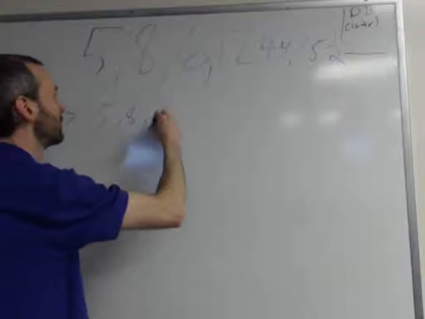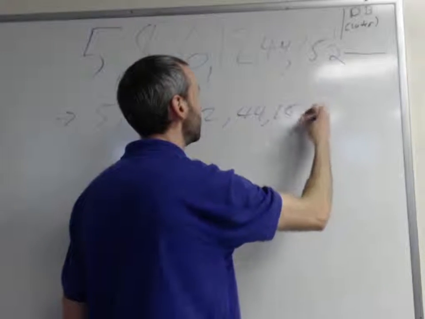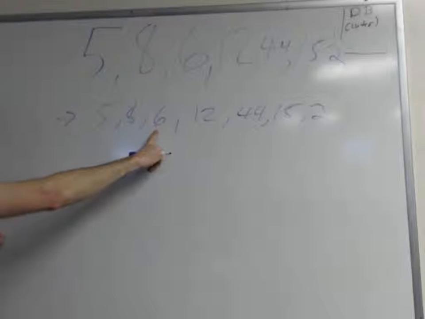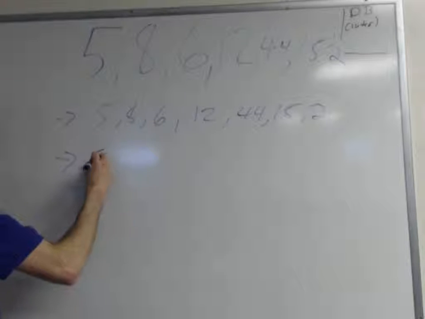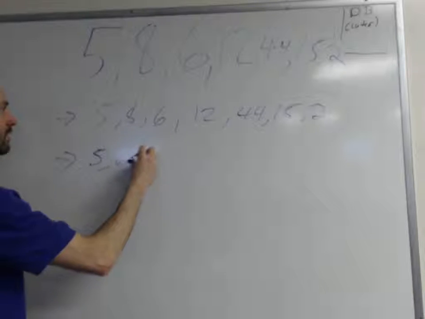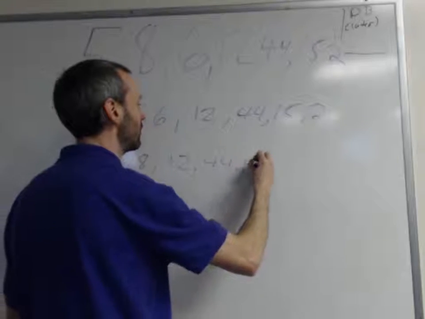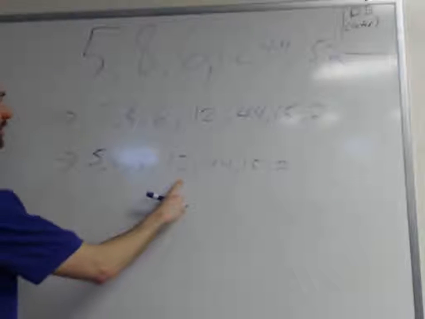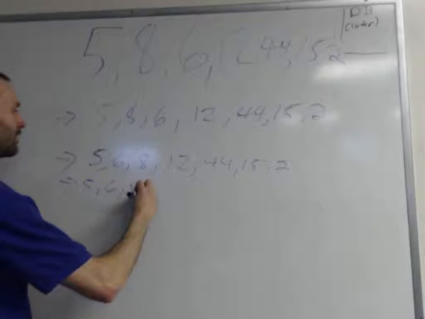5, 8, 6, 12, 44, 15, and 2. All right, now we're going to look at the 6. Do we need to move that somewhere? Yes. So we need to move it basically between the 5 and the 8. So now we have 5, 6, 8, 12, 44, 15, 2. Now we look at the 12. Do we need to do anything? Nope. Wow, someone really gave me some nicely already sorted elements.